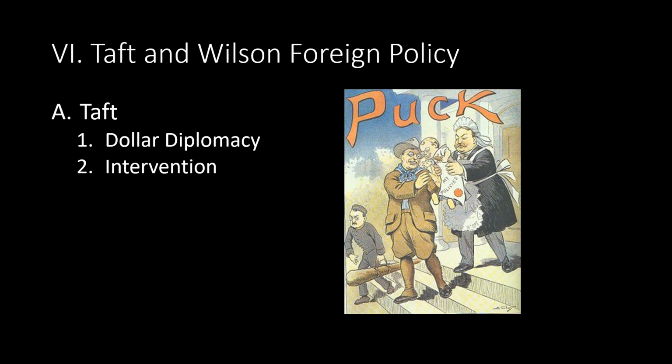Taft's State Department sent foreign aid to support American companies in these regions. Taft also intervened militarily to ensure political and economic stability in these areas in which he believed U.S. interests were threatened. Most notably, Taft sent U.S. Marines to intervene in the revolution in Nicaragua starting in 1909.